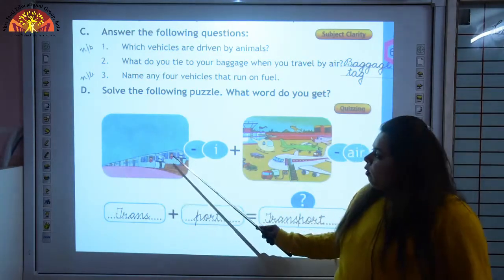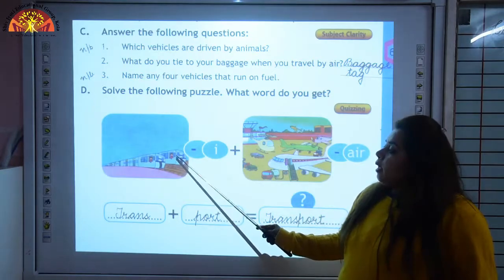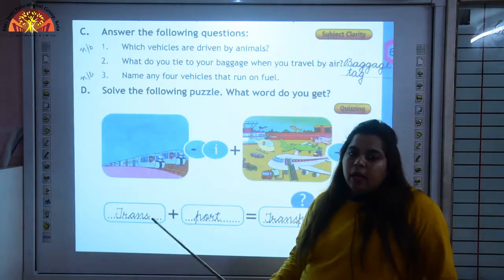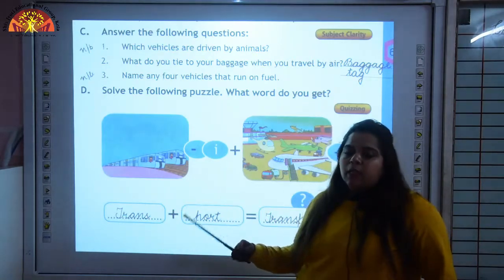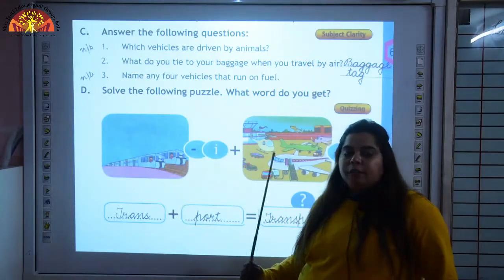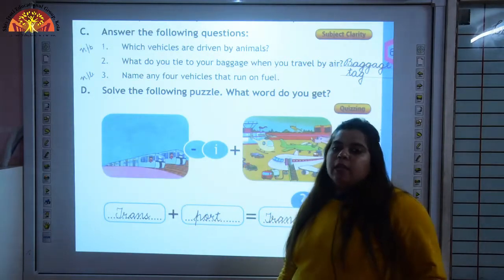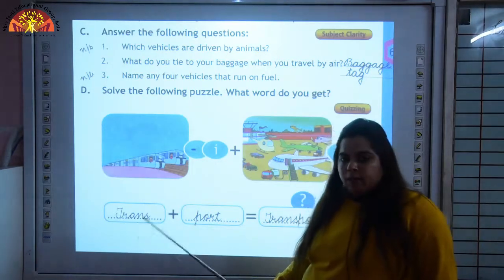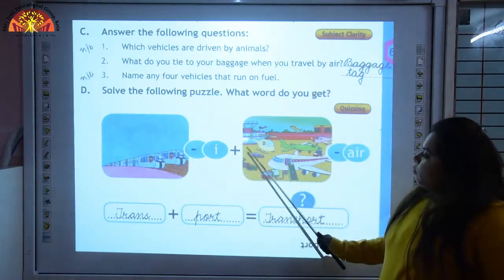Train, we have to minus I. So train, spelling of train is T-R-A-I-N. If we will minus I, then what will be left? Trains, there are 2, so we will write trains. If we will minus I, then what will be left? T-R-A-N-S.